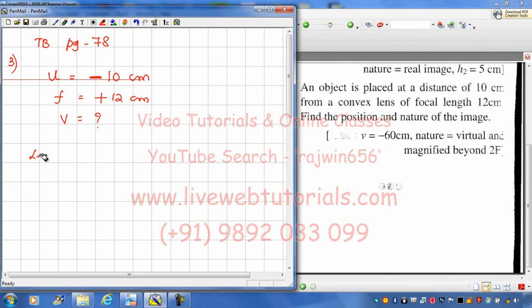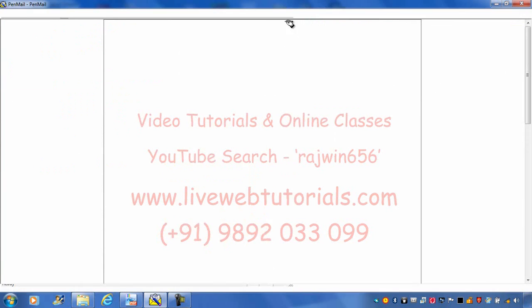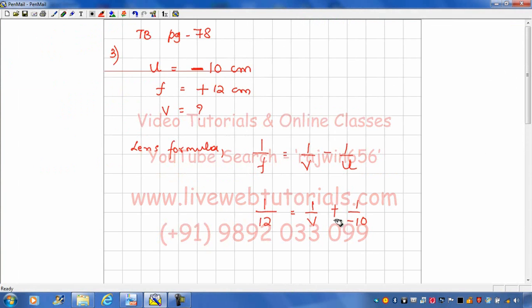Here we are going to use the lens formula, that is 1 upon f is equal to 1 upon v minus 1 upon u. Okay, so that is 1 upon 12, that is equal to 1 upon v minus 1 upon minus 10. So this minus minus 10 will become plus. Again it goes on the left hand side, is going to become minus 1 upon 10. 1 upon 12 is already there. This is equal to 1 upon V.